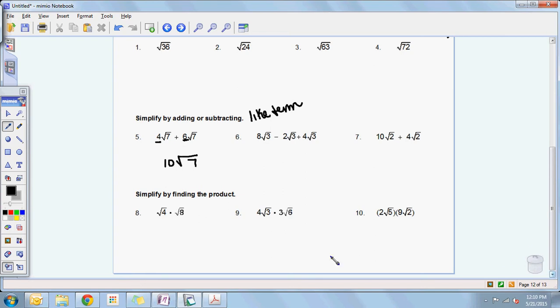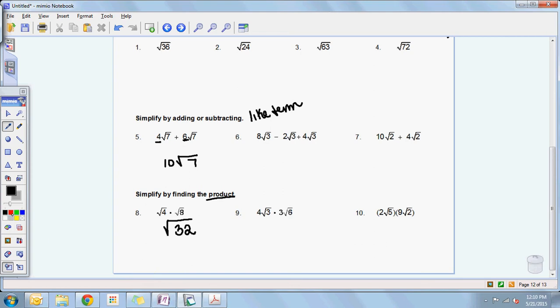The next section is when you are multiplying radicals. This time you don't need like terms. The first thing you're going to want to do is take whatever is on the outside and multiply those two numbers, and then whatever is the inside, multiply those. So this example does not have any outside numbers, so we don't have to worry about that, but it does have two things underneath the radical symbol. So I'm going to multiply them together, and for this example I'd get square root of 32.